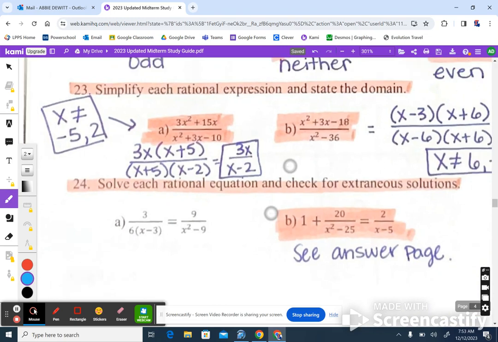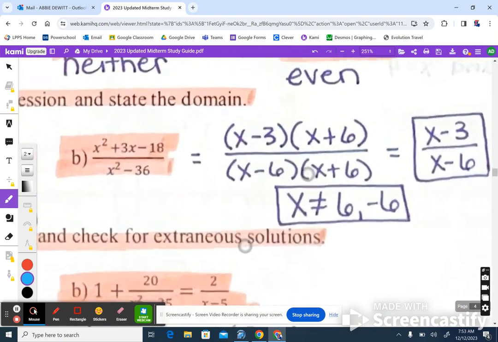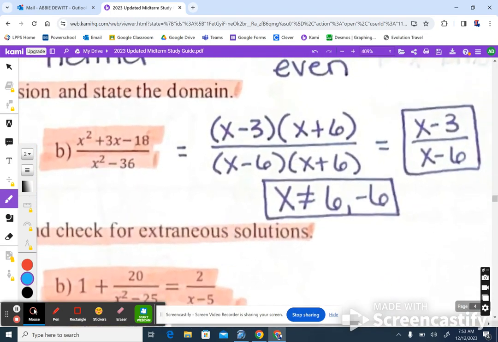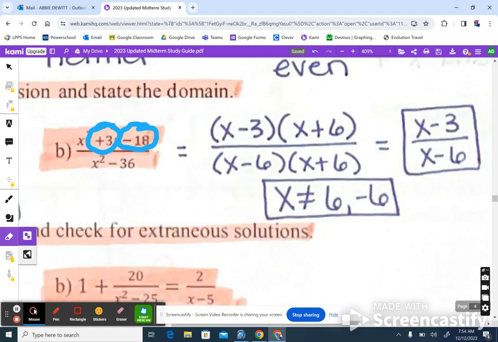All right, 23B. I was also able to fit it on this paper. You have a quadratic in your numerator that factors. What two numbers multiply to negative 18, add to 3? That's going to be negative 3 and 6. 6 times negative 3 is negative 18. And then negative 3 plus 6 is positive 3. So x minus 3, x plus 6.